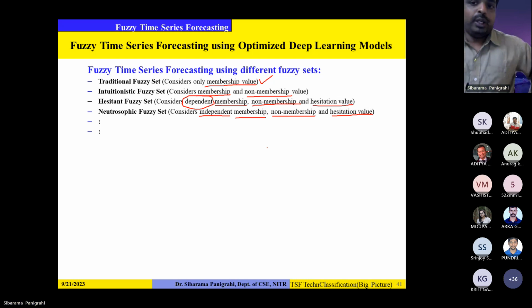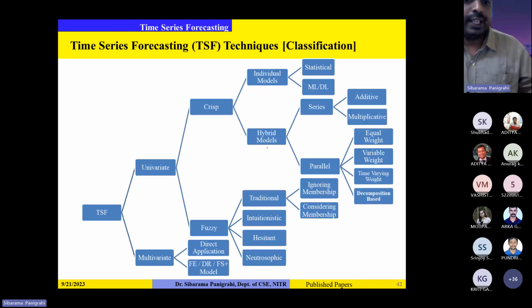So considering all these things, if I tell you the big picture relating to time series forecasting, I have just told you regarding univariate time series forecasting. There is another big story relating to multivariate time series forecasting, which I haven't focused on in today's session. So time series forecasting can be univariate or multivariate. I am not focusing on judgmental, right? So univariate can again be crisp or it can be fuzzy.